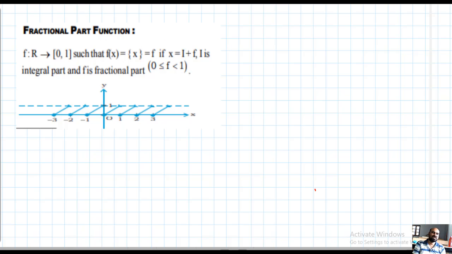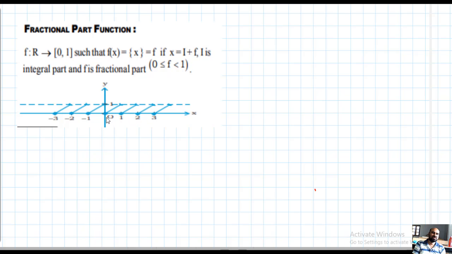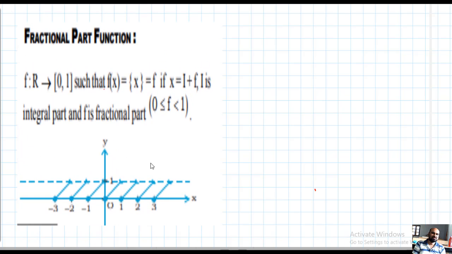After its graph, I just explain again. Observe, students, here are open circles and a thick circle. This is the graph of the fractional part function. The fractional part function is a periodic function whose period is 1.